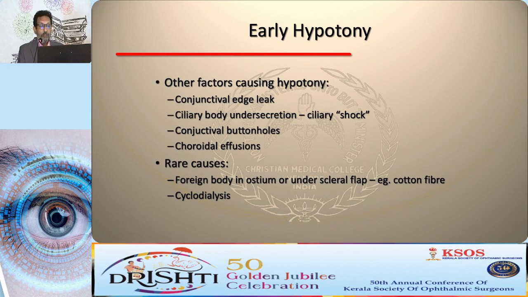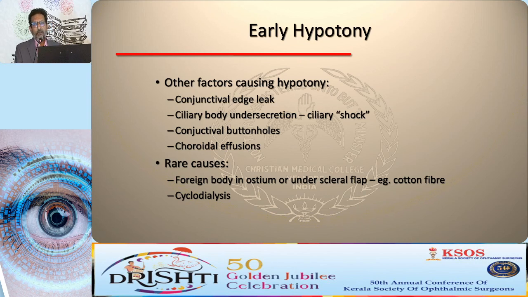Other factors which can cause hypotony would be, as I've listed before, edge leak, ciliary shock, conjunctival buttonholes, which have to be sutured. Choroidal effusions do cause hypotony, a chicken or the egg effect. If you have a choroidal effusion already present when you have finished your surgery, then that eye is going to be hypotonic. There are rare causes like a foreign body under the scleral flap, a cotton fiber or something like that, which is actually acting like a wick to allow more flow and keeping the scleral flap raised so it doesn't heal easily.